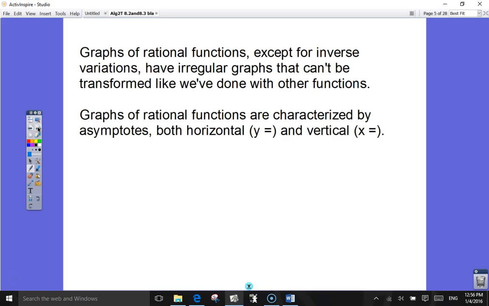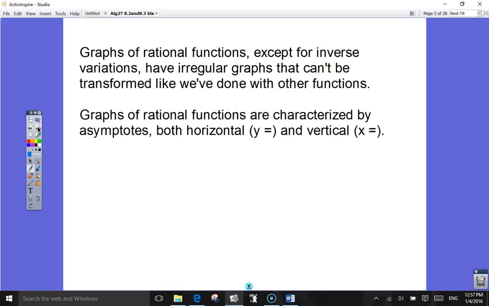So the graphs of rational functions, except for one exception, which is called an inverse variation, have very irregular graphs. They don't have one parent function that we can just move around by adding a number here and subtracting a number there, like we've done with all the other functions. The one exception is called an inverse variation. And that one you can.